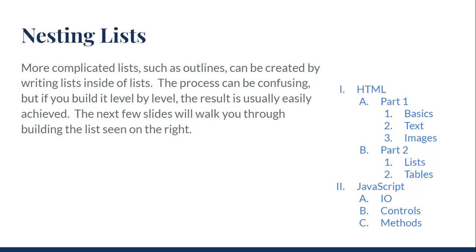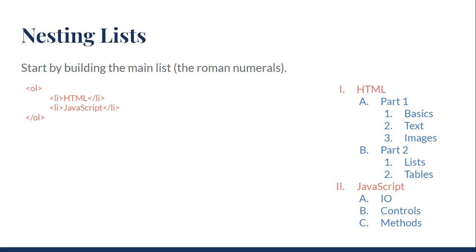Okay, so a lot of times we want to nest a list, making something like this outline that you see on the right. This process can be confusing, but if you follow this step by step, you'll see it's actually easily achieved. So we're going to walk through how this actually happens. The first thing that I do is I build the main list. This is the Roman numeral list. So you'll see on the left-hand side, I create an OL. It has 2 items, HTML and JavaScript.